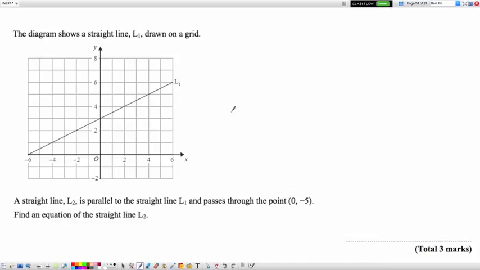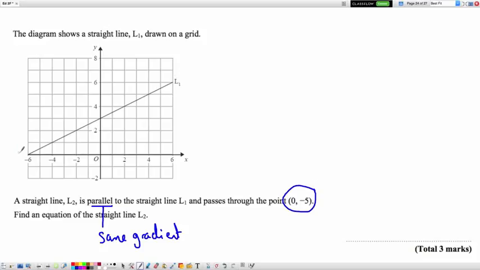The diagram shows a straight line L1 drawn on a grid. A straight line L2 is parallel to the straight line L1. That means it has the same gradient and passes through the point (0, -5). Find an equation of the straight line L2.